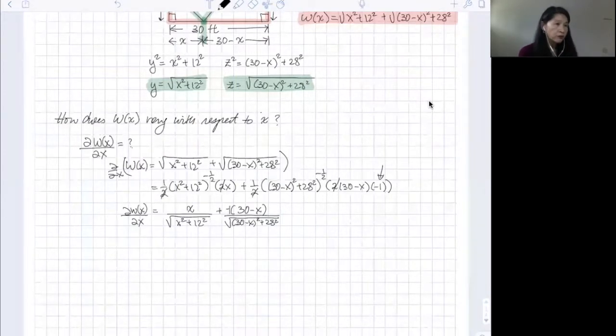Now, in order to find the maximum and minimum of this function, we are going to set this equation equal to 0. The values at which the derivative of the function is equal to 0 are the critical points of the equation, and those are the locations where there are possible local minimum and maximum.